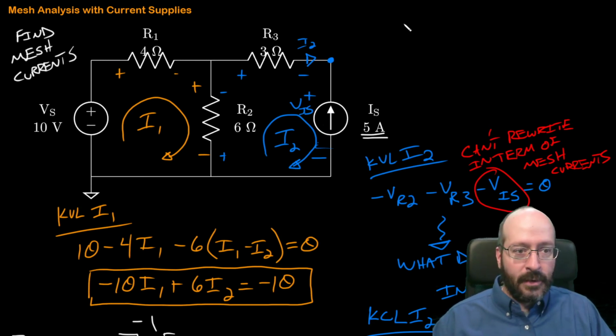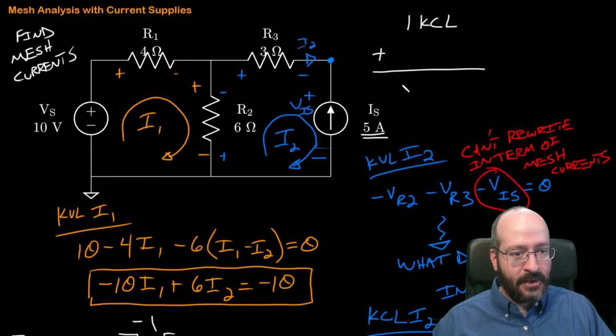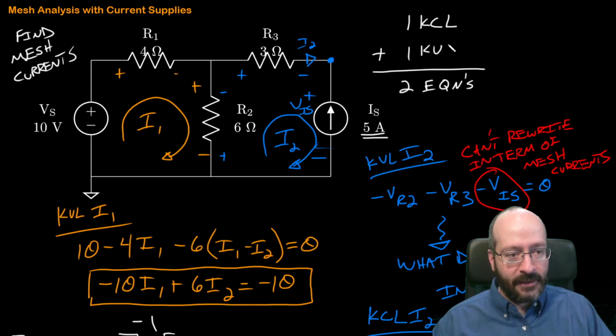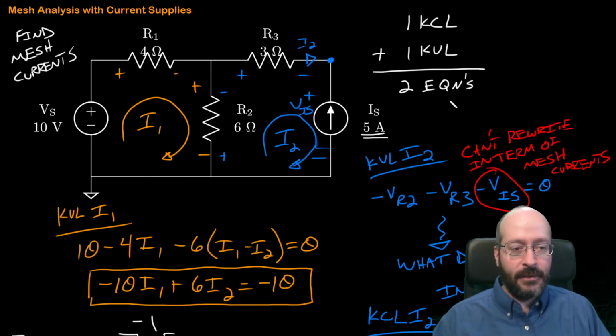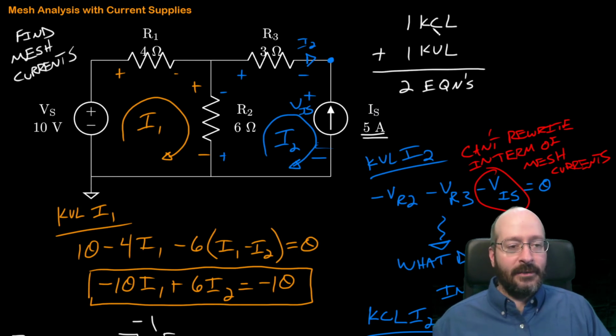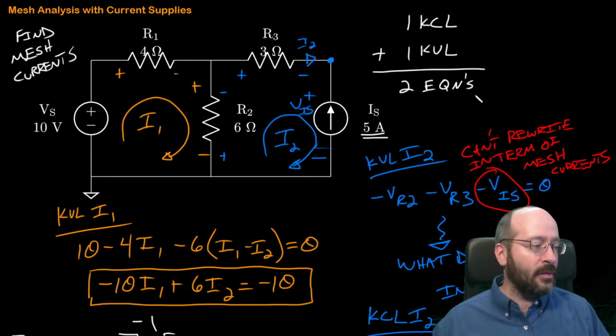Okay, so my system of equations came from one KCL, and I knew I needed two equations, so I knew I had to write 1 KVL. Okay, so 1 KCL because of the current supply, and then I make up the difference for how many equations I need. 2 unknowns means I need 2 equations. So 1 KCL, 1 KVL gave me my 2 equations.